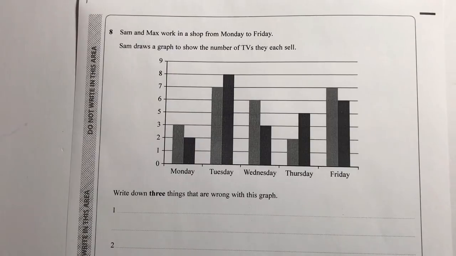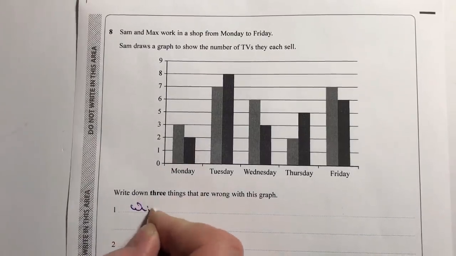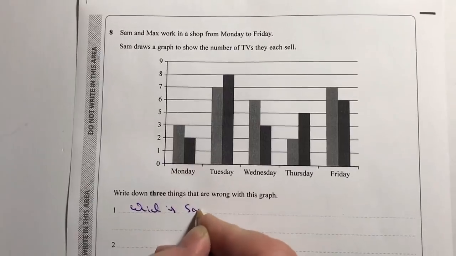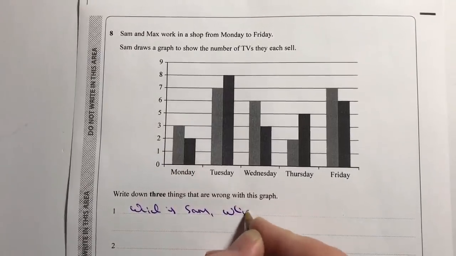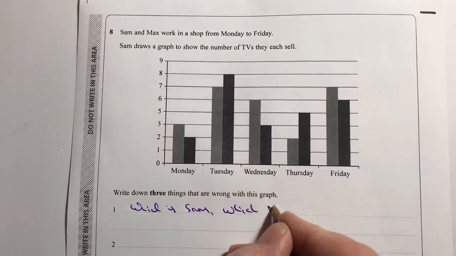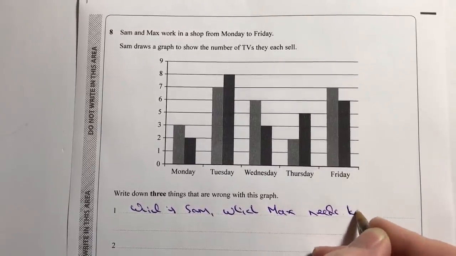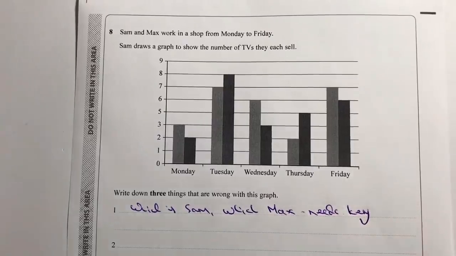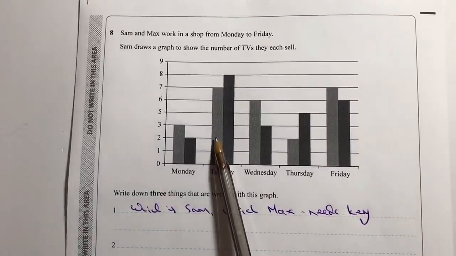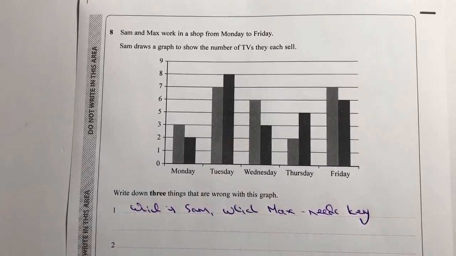Well, it's actually quite a nice looking graph. I think he's done a good job. The problem is that we don't know which is Sam and which is Max. So he actually needs a key. There are 2 different colours, and we don't know who is who. It could be this is Max and this is Sam, or it could be the other way around.